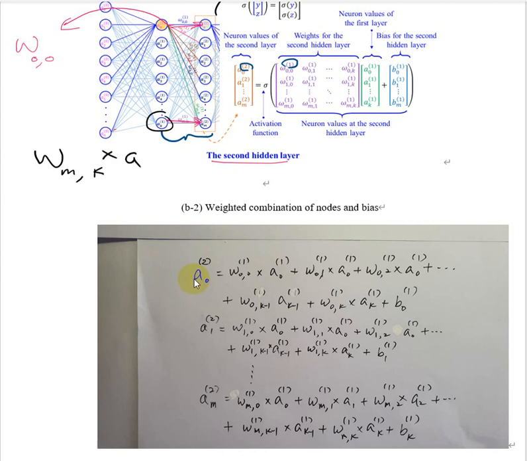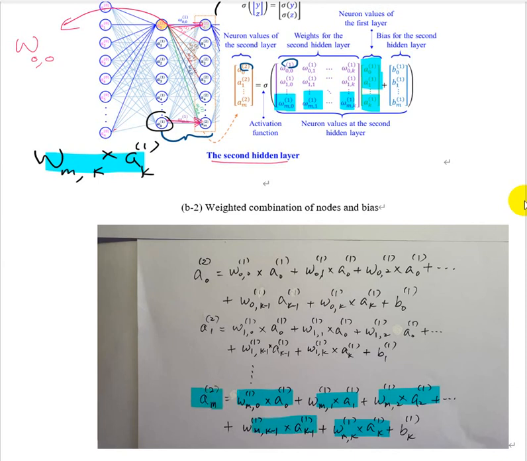Times A K. Here this is 1. So you see this entry right there. And you repeat the same calculation: this times this times this, and this times this, and that's what you see over there. Each entry is for calculating the AM at the second hidden layer, and don't forget to add a bias over there.